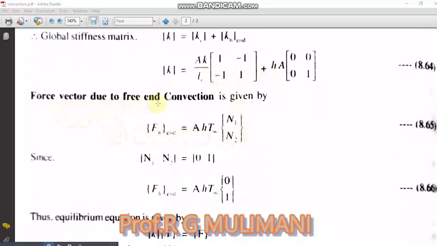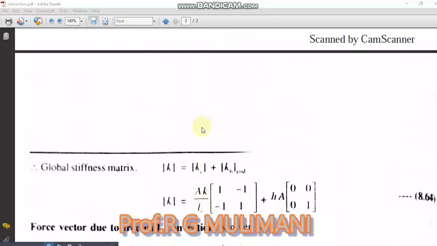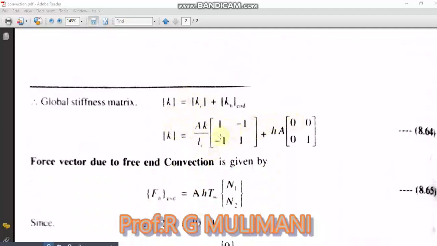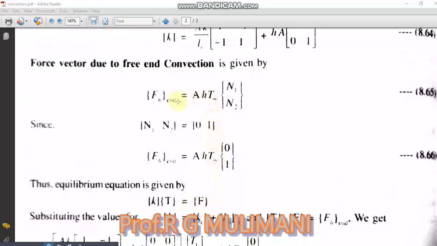Force vector due to free end convection. In order to find the nodal temperatures, we need to have the force vector and the stiffness matrix. KT = F, where K is the stiffness matrix, T is the nodal temperature matrix, and F is the force vector. To find the nodal temperatures T, we need to find K and F. Already we have derived the stiffness matrix considering conduction and convection, and this is the force vector.